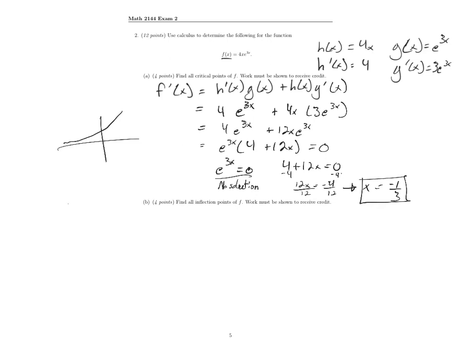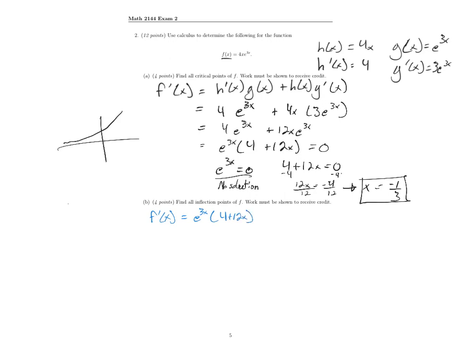So for part B, I want to find all inflection points of f. So an inflection point is whenever your second derivative equals 0 or does not exist. So for us, that means we're going to want to find our second derivative. So first, let's rewrite our first derivative. So we have f prime of x is equal to e to the 3x times 4 plus 12x.